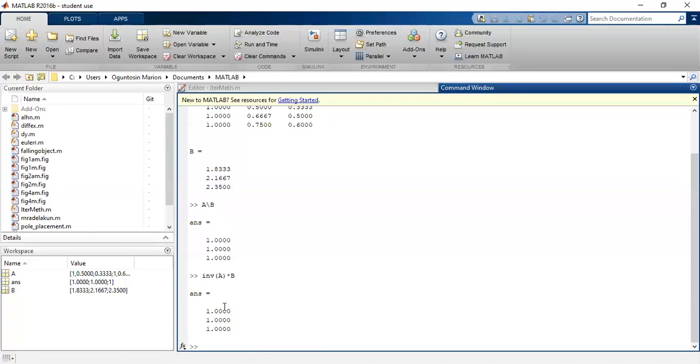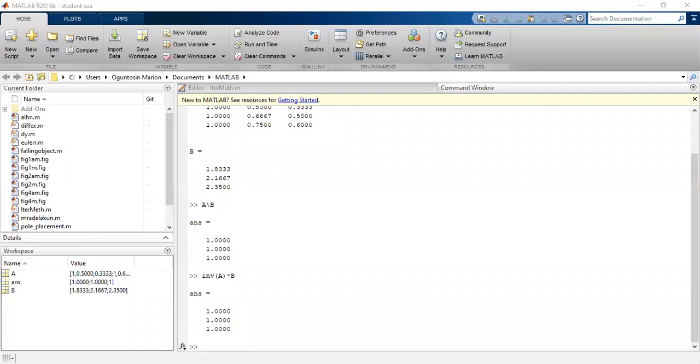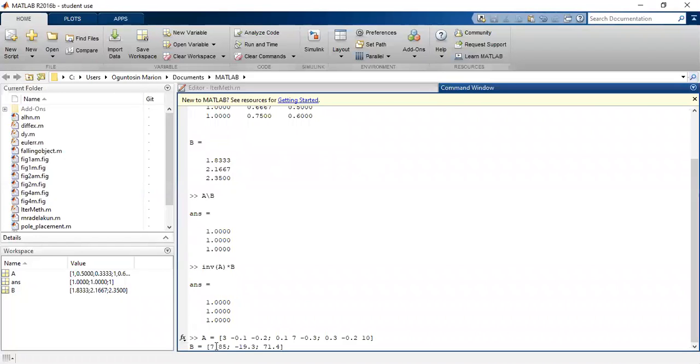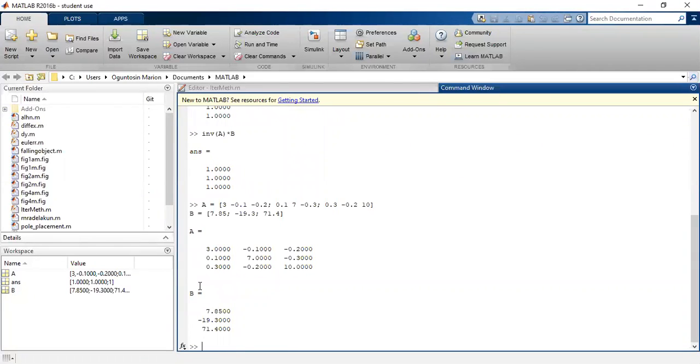So if you do that, you would arrive at the same answer. Then for the second question, the one we've been considering in this class, this was our A matrix. This is the first row, this is the second row, then this is the third row. Then this is our B matrix here. So this is our A matrix and this is our B matrix.